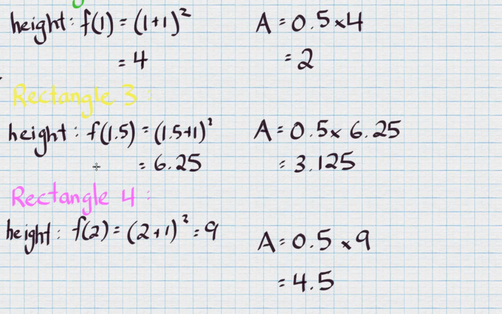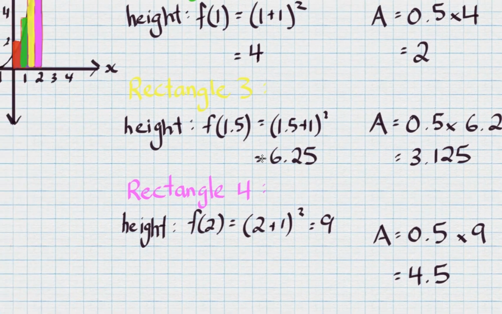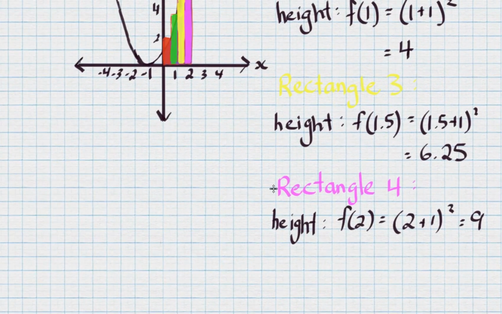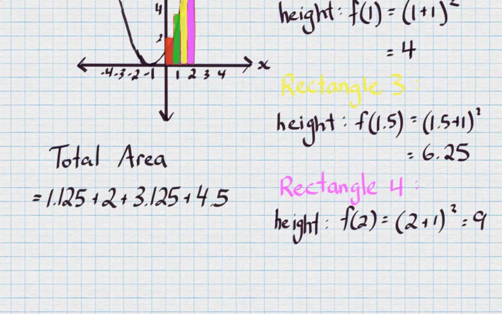So we can take these 4 rectangles now and sum their areas to get our total area. 1.125 plus 2 plus 3.125 plus 4.5, and that gives us 10.75. And now we'll put in the square units.